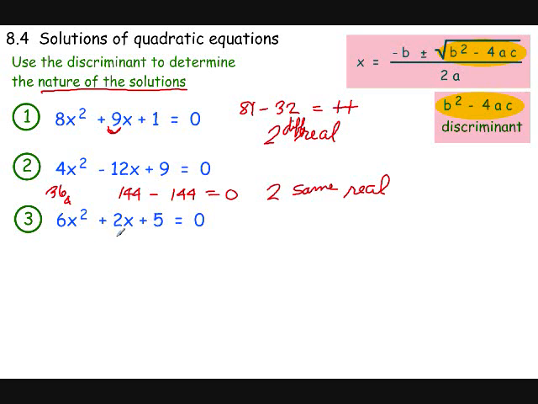How about this one? We've got a b squared of 4, and then a times c will give us 30 times negative 4. 30 times negative 4. Oh my goodness. This is so negative, right? I guess it doesn't matter. It's either negative or it's not. This means we are going to have two complex number solutions. All right, that's pretty clear.